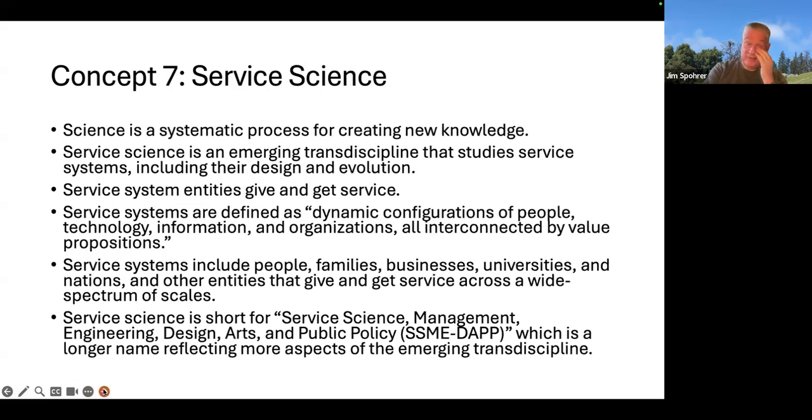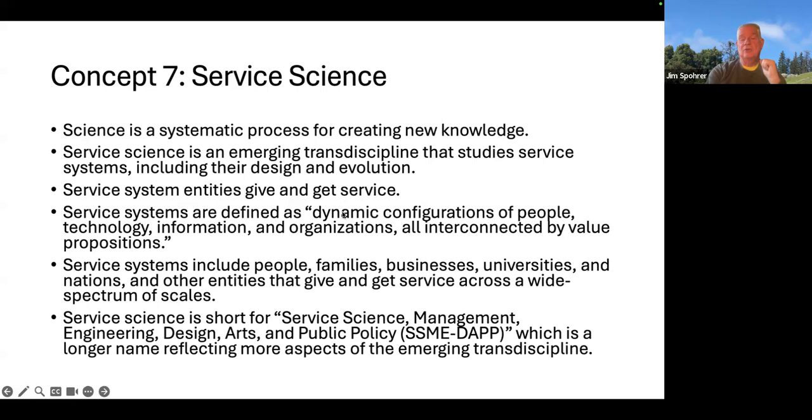Concept number 7 is service science. While I was at IBM I started service science, working with lots of other companies and universities and governments around the world. I could say a huge amount about service science, but science is a systematic process for creating new knowledge. And service science is an emerging, what we call transdiscipline, meaning it groups a lot of disciplines together that studies service systems, including their design and evolution. Now, service system entities give and get service. That's how you know it's a service system, if it's giving and getting service.